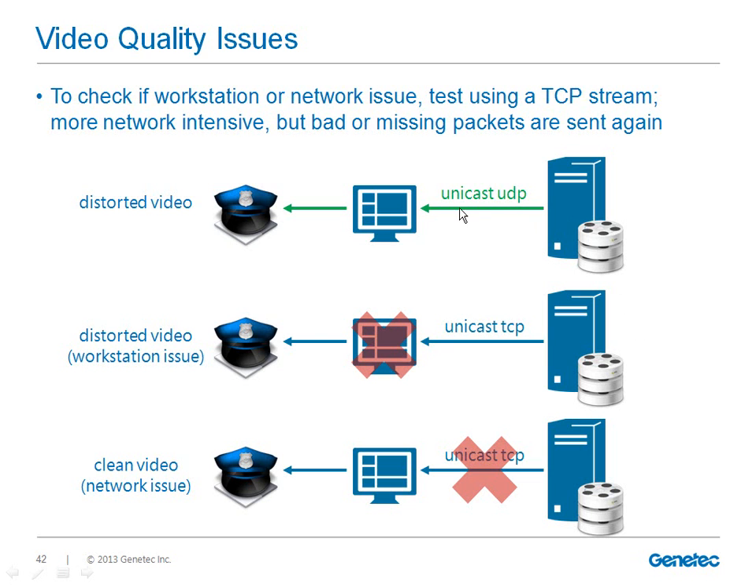So an example here, we were using unicast UDP. We changed the stream type to unicast TCP. So if we're still getting distorted video, we know there's a problem on the workstation since the error correction is going on. If we're getting a clean video image after that, we know the error correction is correcting the problem on the network, and we know that it lies somewhere out here.